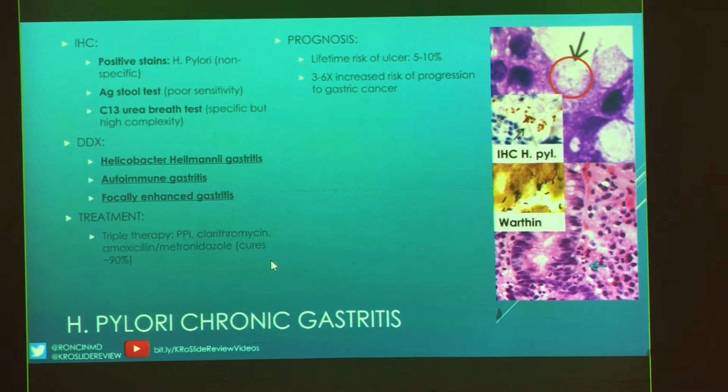And then the top H&E has some Helicobacter in the H&E. Not the best quality image, I admit, but it is there. And then the bottom is just showing the neutrophils at the neck.